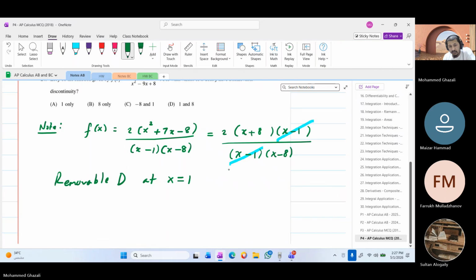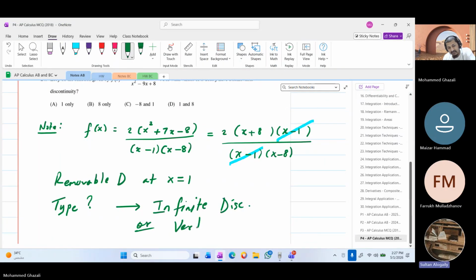Okay, so B is out. If you're removing the factors, then removable discontinuity at x is equal to 1. What type of discontinuity is at x is equal to 8? Infinite. Infinite discontinuity, or there's a vertical asymptote.